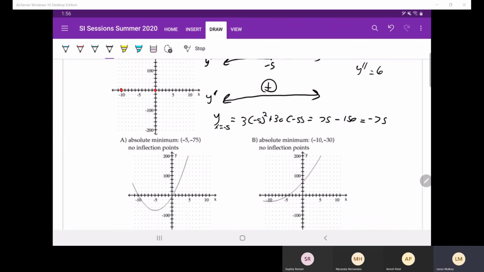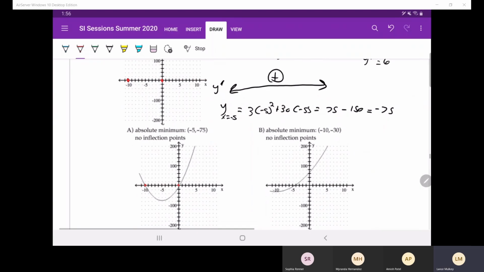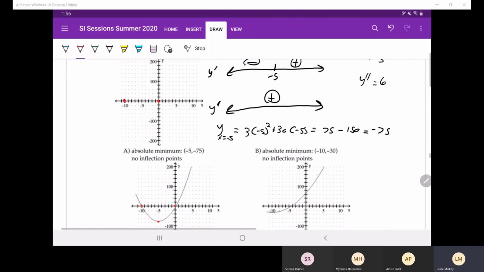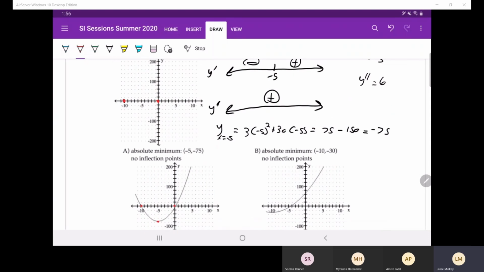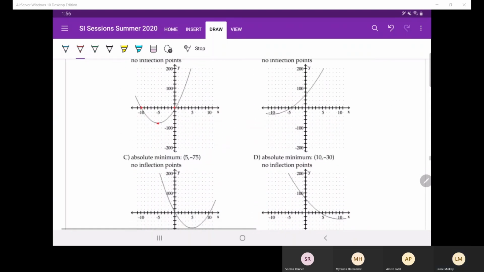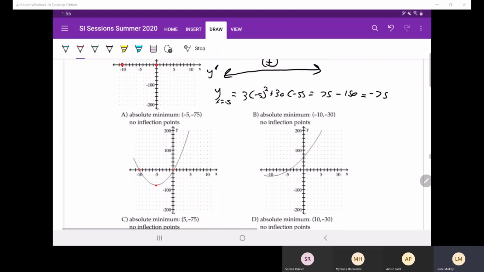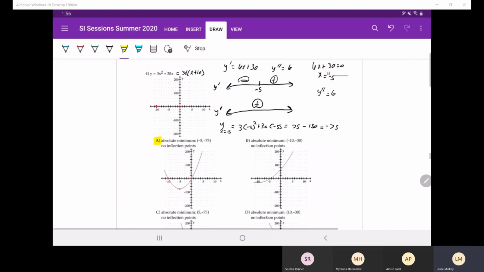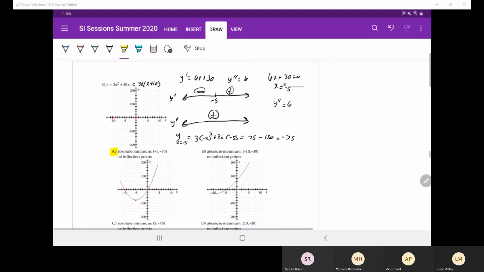Here's your two zeros at negative 10 and 0. And say that's negative 5, negative 75. That's your absolute minimum. It's concave up over the entire domain. Therefore, your answer is A. Also, it's decreasing until it gets to negative 5 and then increasing. Any questions on how I'd solve that one?